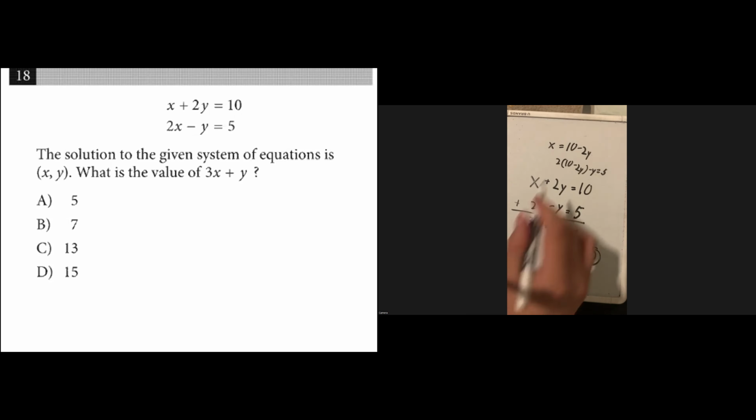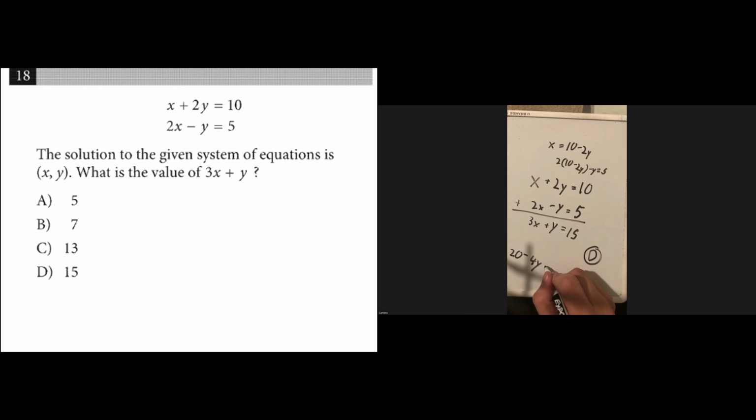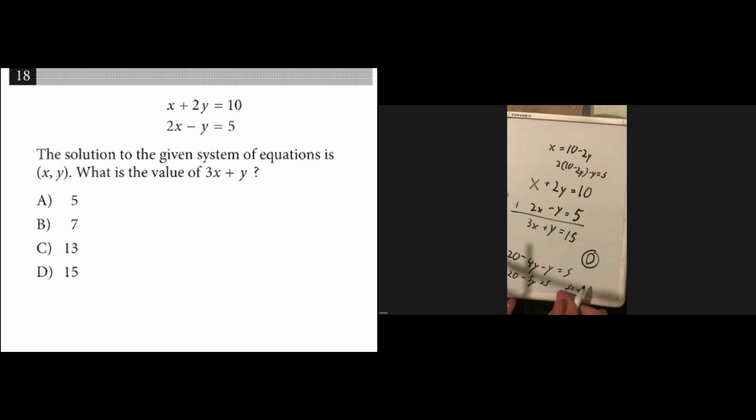But otherwise, we could also just solve it the normal way. This was just the interesting way to do it. So 20 minus 4y minus y equals 5. 20 minus 5y equals 5. Then subtract 20 from both sides. So negative 15 equals negative 5y. Y is equal to 3.